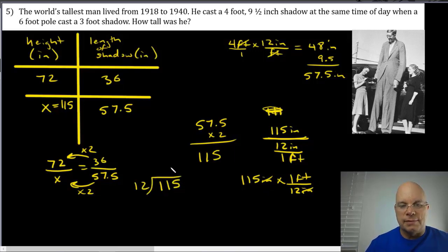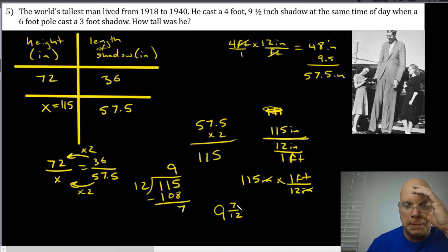It's almost 10 feet tall. That's crazy. Not quite 10 though. 9 multiplied by 12 is 108, and we get a remainder of 7. So 9 and 7/12 is a mixed number, but since we're doing feet, and since every twelfth is an inch, his height is 9 feet 7 inches.